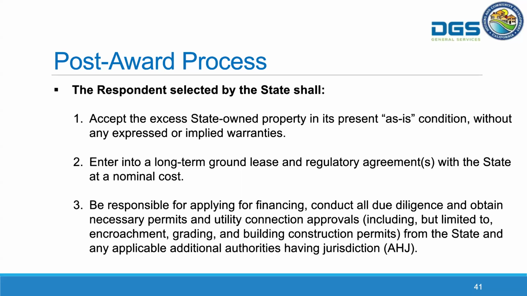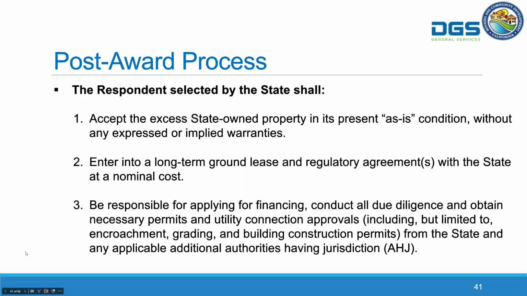1, the respondent selected by the state shall accept the excess state-owned property in its present as-is condition without any express or implied warranties. 2, enter into a long-term ground lease and regulatory agreements with the state at a nominal cost. 3, be responsible for applying for financing, conduct all due diligence, and obtain necessary permits and utility connection approvals, including but not limited to encroachment, grading, and building construction permits from the state and any applicable additional authorities having jurisdiction.